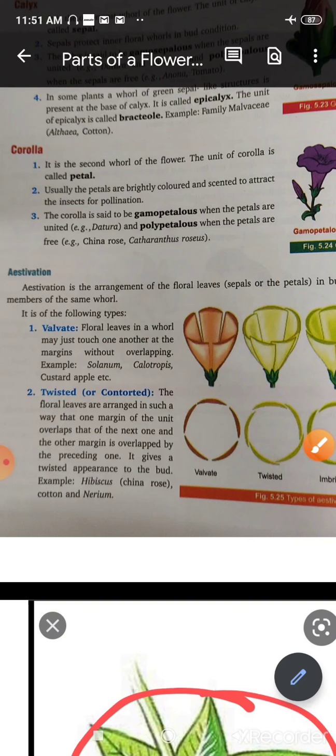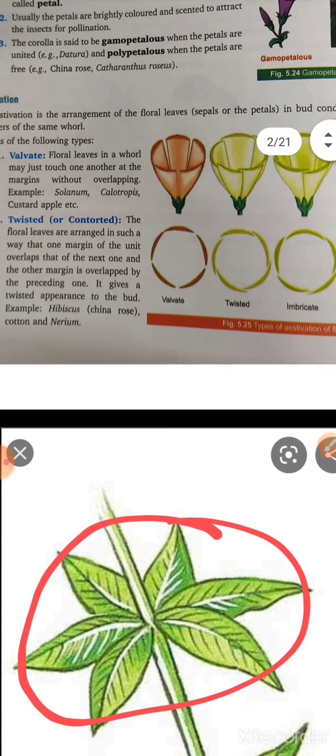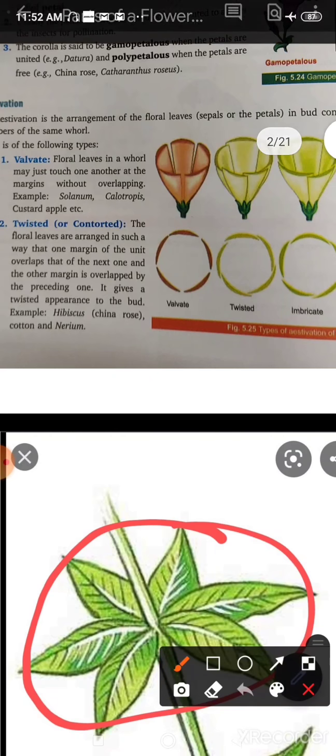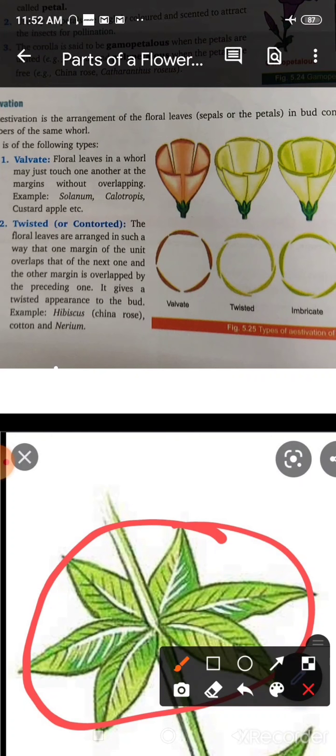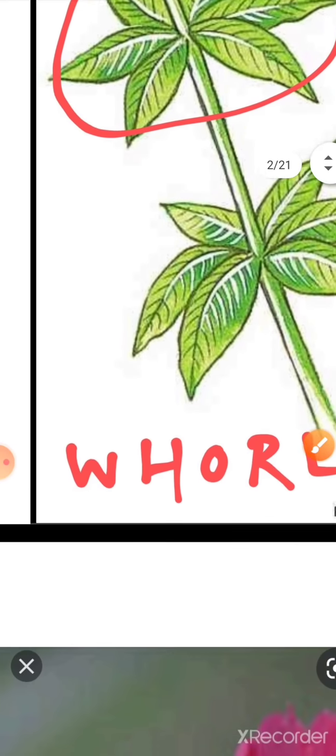So these are the floral leaves when they are touching but not overlapping. That shows valvate estivation, right? And whenever you draw the floral diagram, you represent it like this. In the floral diagram, this is the way it is represented.